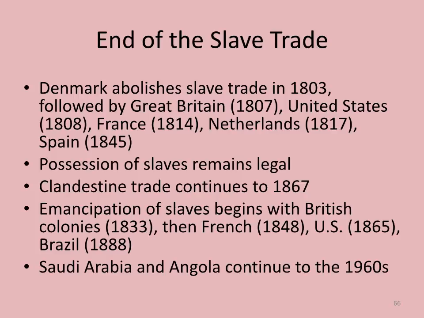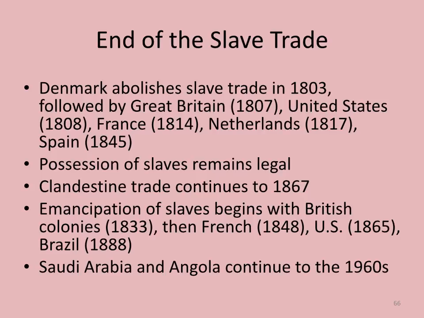Eventually, the slave trade is going to end. Denmark is going to abolish the slave trade in 1803, followed by Great Britain in 1807, and the U.S. in 1808. France is going to join later, the Netherlands later, Spain even later. Now, what that means is you can still own slaves, you just can't get any new ones. So we're going to see a lot of families being created from these slaves, and the movement of female and male slaves around the country in order to continue to populate the slave population.